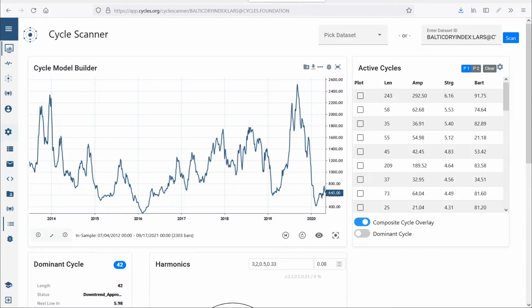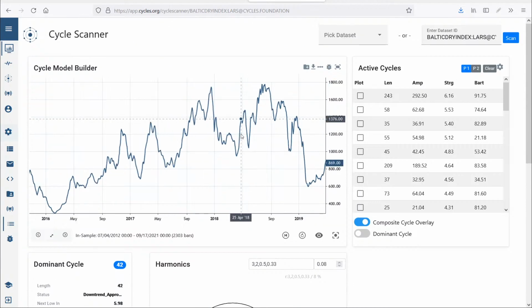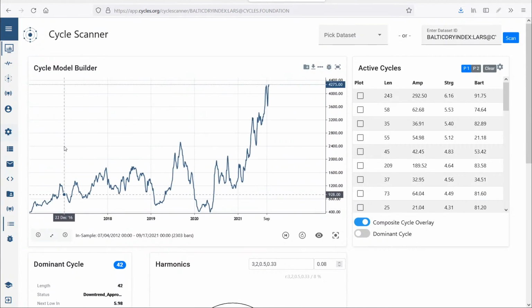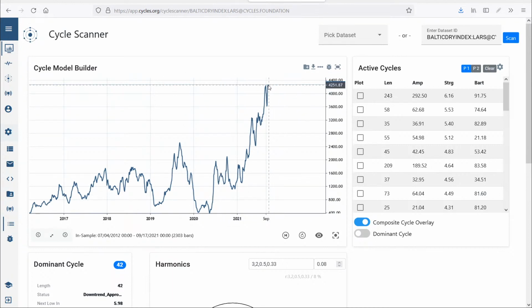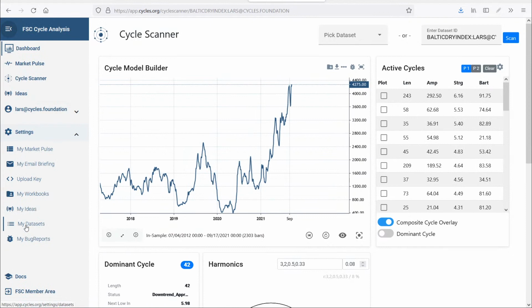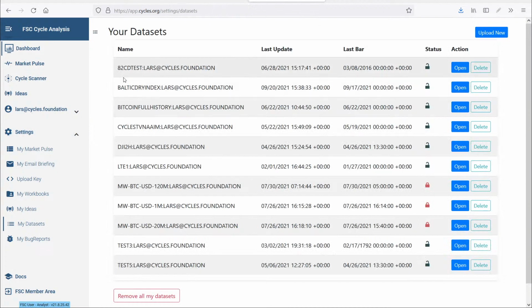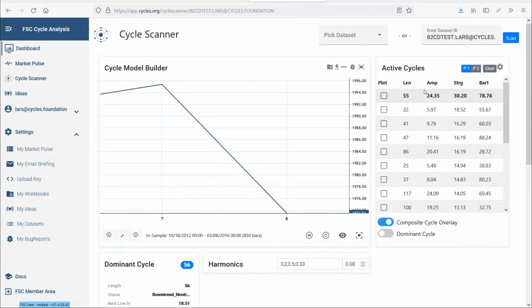But here is the raw data set for the Baltic Dry Index, which we can now see here on our cycle analyzer, right? So this is the raw data of the Baltic Dry Index. We see that in the current behavior, it has ramped up, which is in alignment with the current market behavior anyhow. And you can upload this data set on your own. So this is not automatically there, but I have uploaded this in my data set here for the Baltic Dry Index. There are lots of possible ways to upload this data set here.